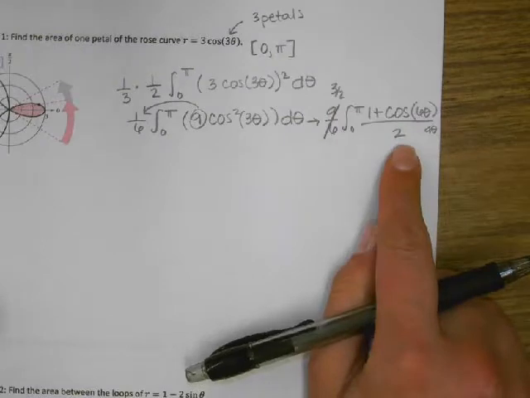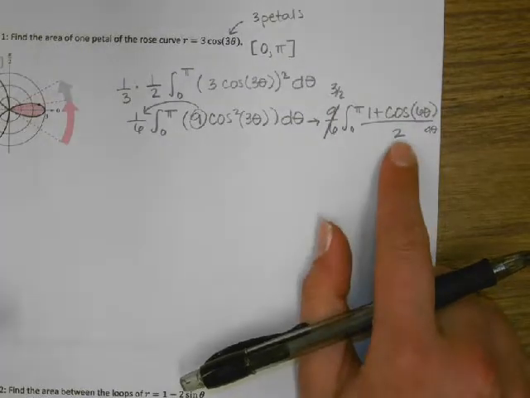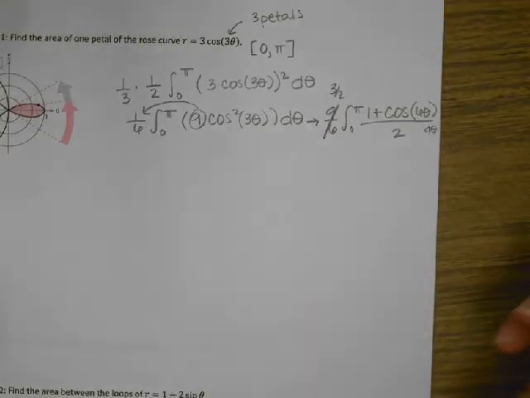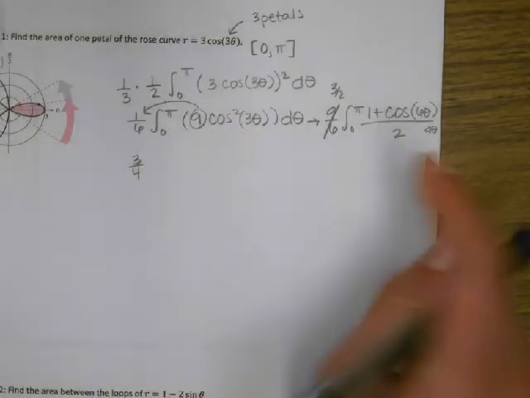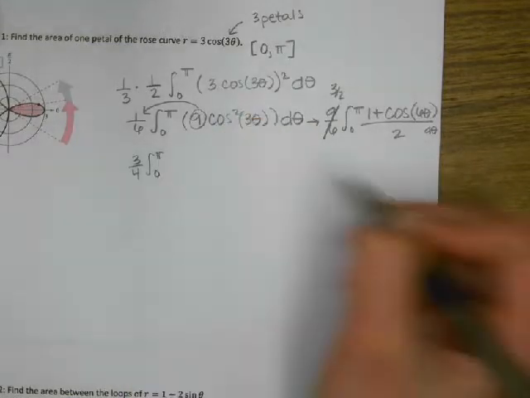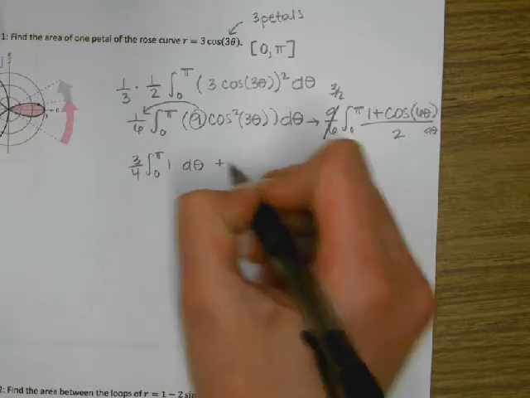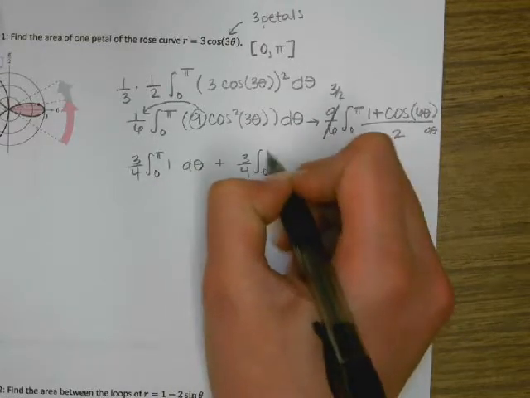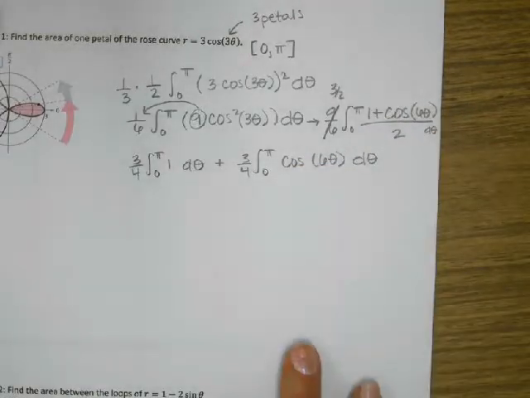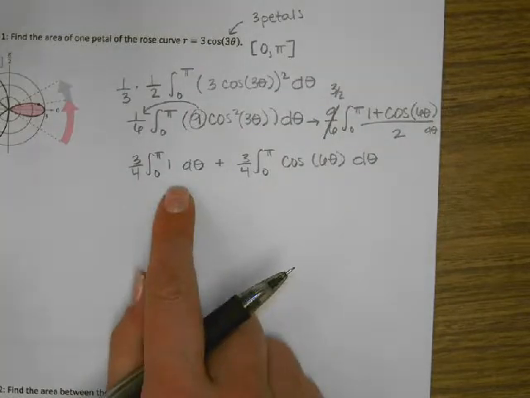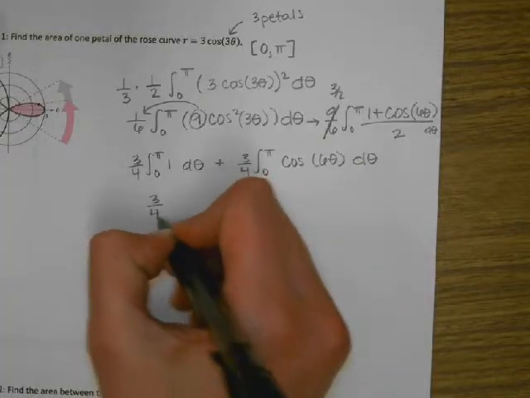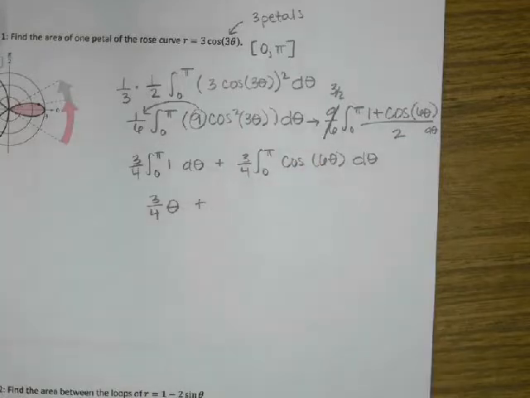Okay. Now, I'm doing this completely by hand. I'm going to go ahead and pull out this divide by 2, so that 3/2 would have a 1/2 in front of it. So that's going to give me 3/4. Again, that's because I had that 3/2 and I'm pulling out this 1/2. So then from 0 to pi of 1 d theta plus 3/4, 0 to pi cos 6 theta d theta. So this one is pretty easy to integrate. If you integrate 1, you just get theta. So that's 3/4 theta.